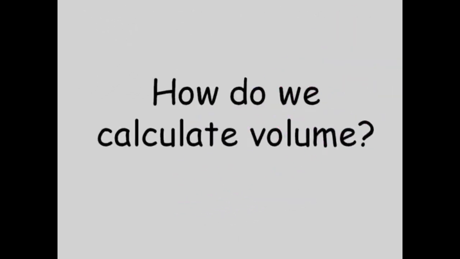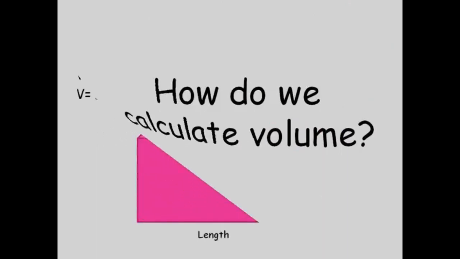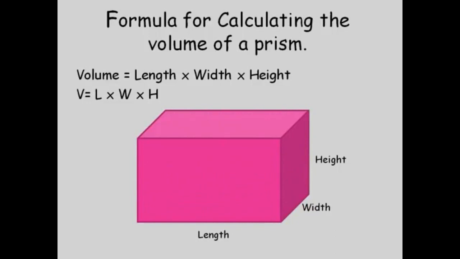So, how do we calculate volume? To calculate volume, we need to use a formula. The formula for calculating the volume of a prism is length times width times height. We can also write it V equals L times W times H. So let's have a go at using the formula.